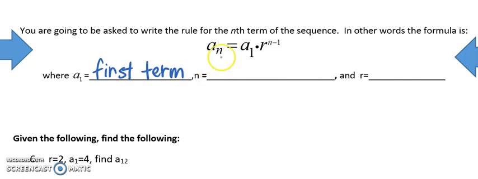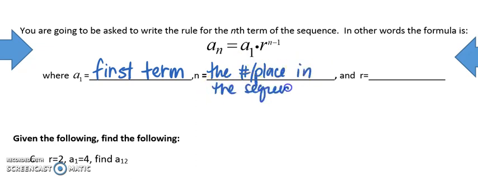This is the number or place in the sequence or series. And this one is the ratio. Man, I wrote really sloppy there. I apologize for that. It's really ugly. Okay, let's do it, y'all.